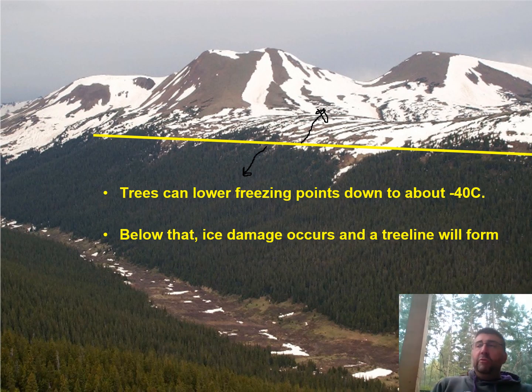Now, as it turns out, almost all plants have a minimum survivable temperature of about -40 degrees Celsius. They can basically lower the freezing point of water down to about that point. So if the temperatures remain above -40 Celsius, they're able to avoid ice forming in their cells. If temperatures drop below that, ice will form in their cells and they'll suffer ice damage.